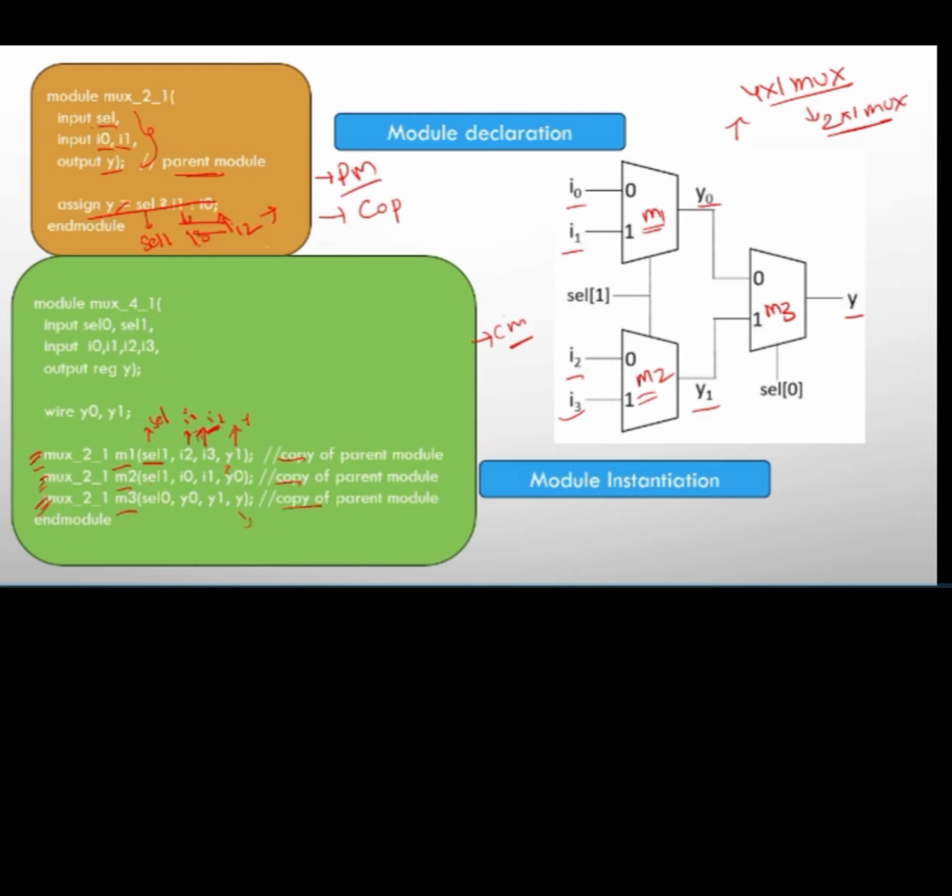And when coming to the second, what is it? Select one is nothing but SEL. I0 is I0, I1 is I1, Y0 is Y. Again the logic is placed here. And then coming to the third one, SEL0 is SEL, Y0 is I0, Y1 is I1, Y is nothing but Y. Again it is placed here. So in this way the logic is placed, and this is connecting by order.